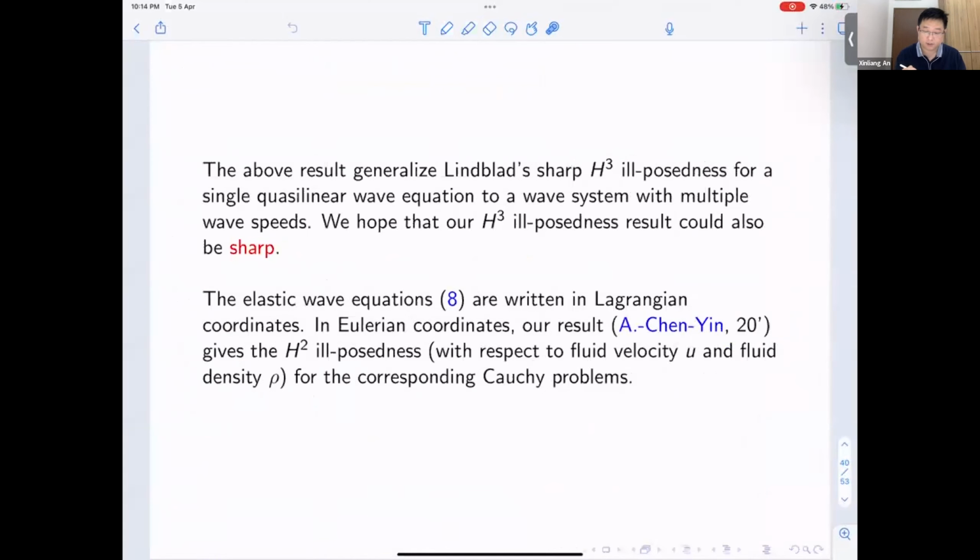And so the above results generalize Lindblad's sharp H3 ill-posedness for the single wave equation to the wave system with multiple wave speeds. And we hope that this H3 ill-posedness would actually be sharp. And if we rewrite the elastic wave equation using Lagrangian coordinates, so we have the Eulerian coordinate. Our H3 ill-posedness in Eulerian coordinates will translate to H2 ill-posedness, and this is consistent with our next result.